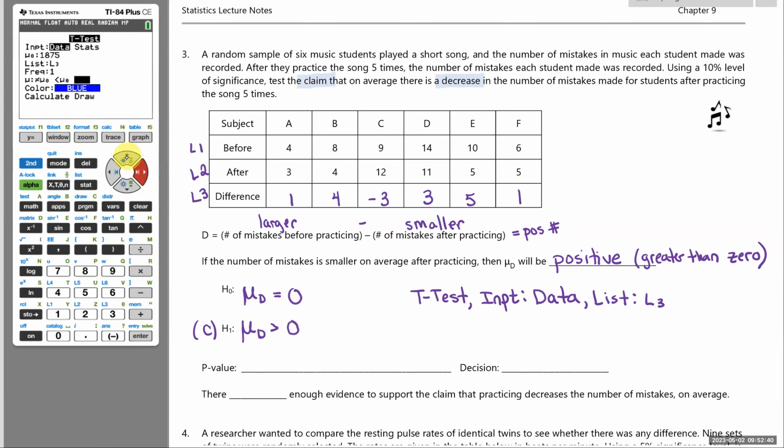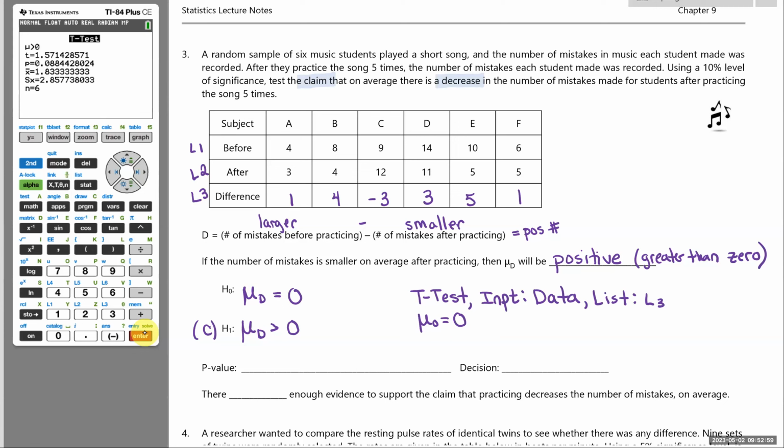And I forgot to change my mu naught. Sorry, mu naught is 0. So maybe I could actually throw that in here too. So with matched pairs, we're always having a mu naught of 0 there. And then I'll do calculate.